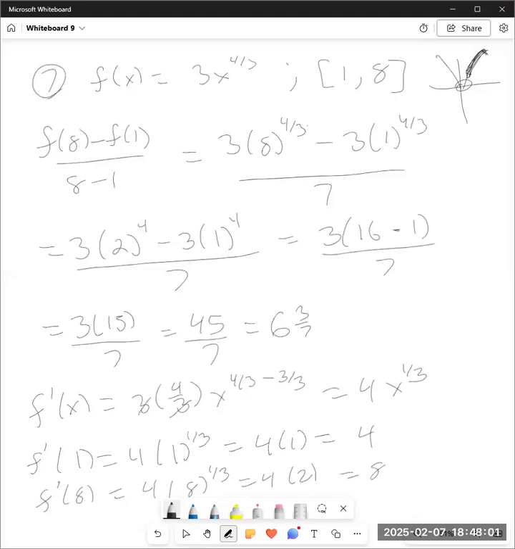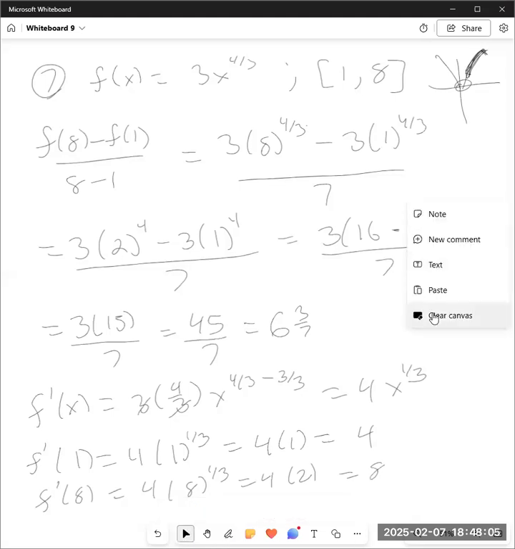All right. One more problem for this video will be number 9. And number 9 is f of x is equal to 1 over x. And we are on the interval from 1 to 5.